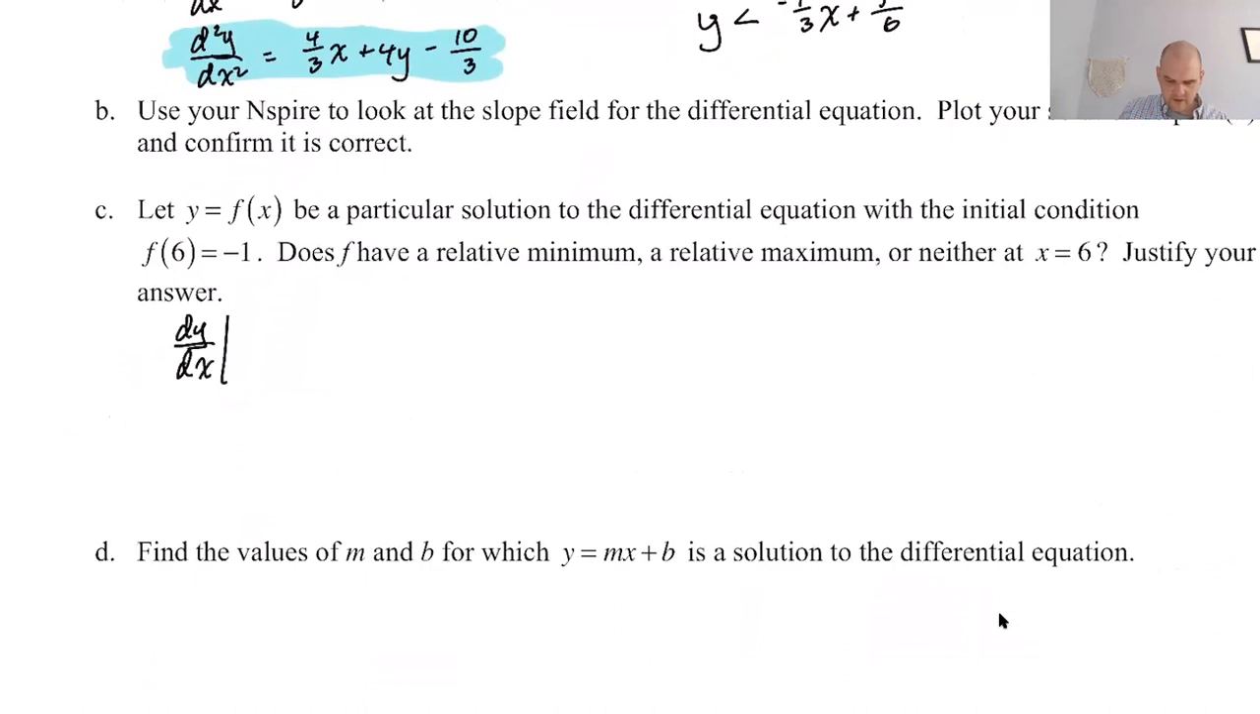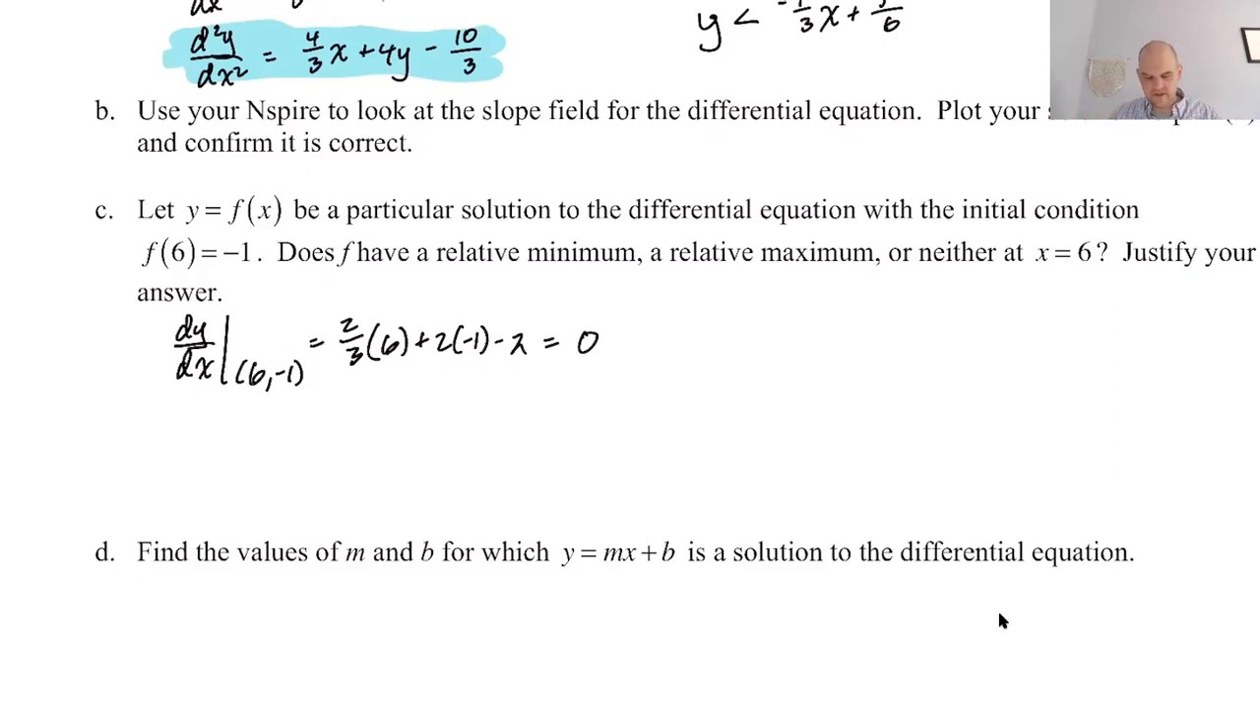So what I'm going to do is take the differential equation, dy dx, and evaluate it at (6, -1). So it's 2/3 times 6 plus 2 times -1, and then minus 2. 6 over 3 is 2, times 2, that's 4, minus 4 is 0. Okay, so this is a critical point, right? Because the first derivative is equal to 0.